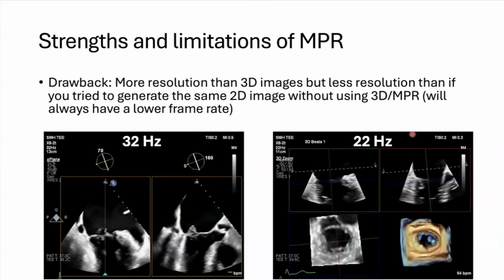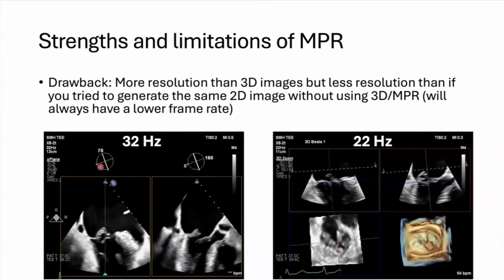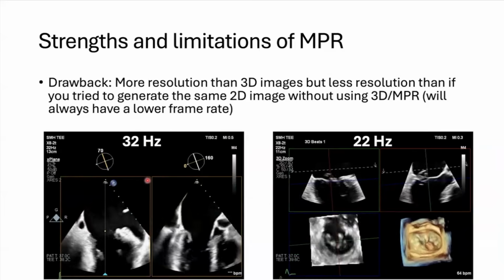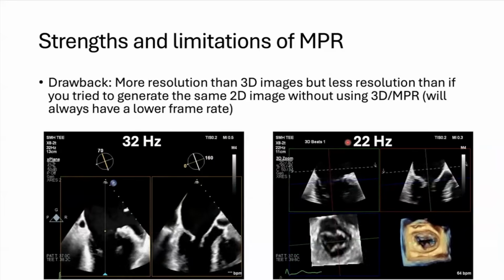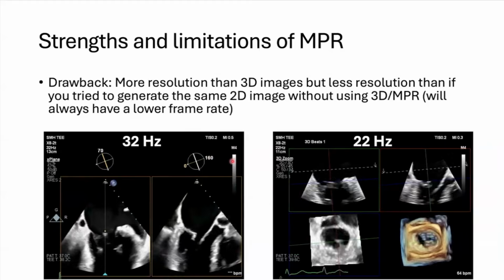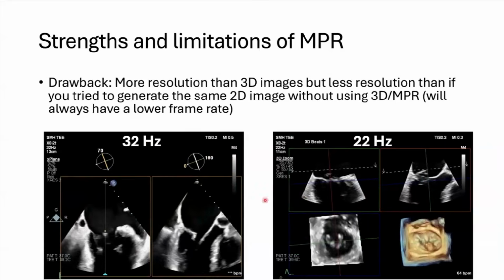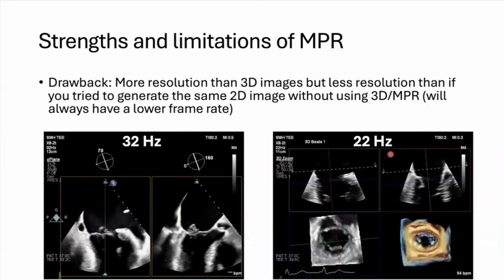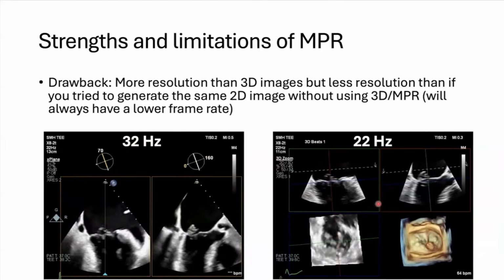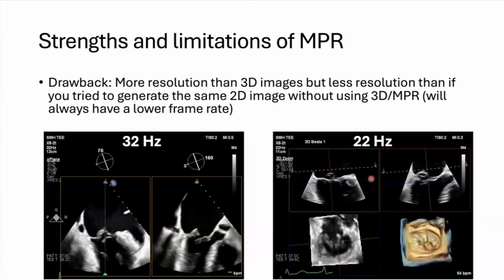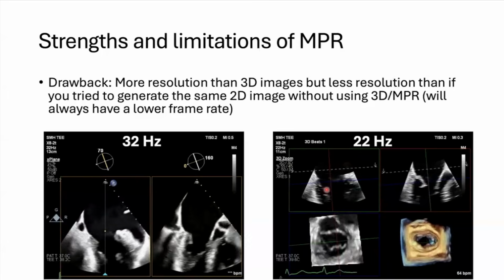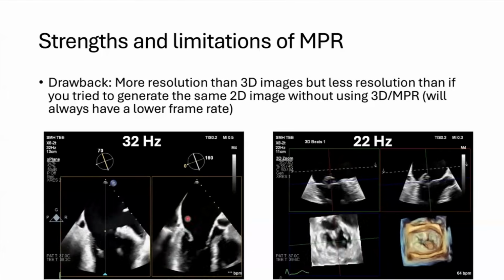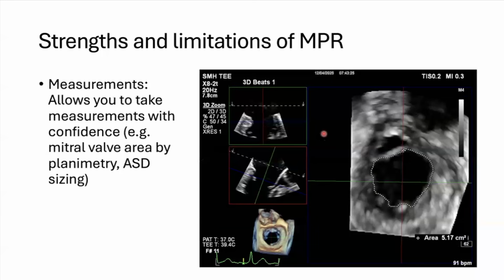One of the drawbacks of multiplanar reconstruction is that compared to the 2D image with X-plane, your frame rate is going to be lower and your image quality is going to be lower. So that's something to be aware of. This is basically the same image produced with NPR versus acquired with X-plane imaging. We've gone from 32 hertz to 22 hertz, and that's because the 3D data set has more to process. And then when you deconstruct the images, it's not as clean as with the 2D image with X-plane. So that's something to be aware of.